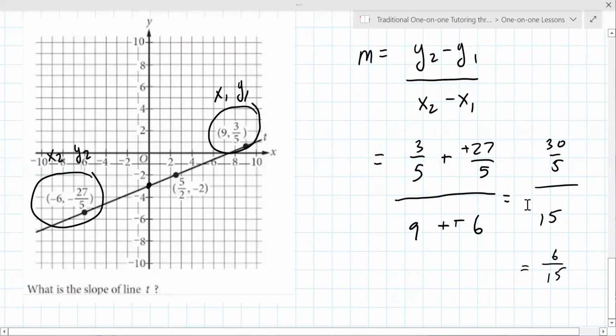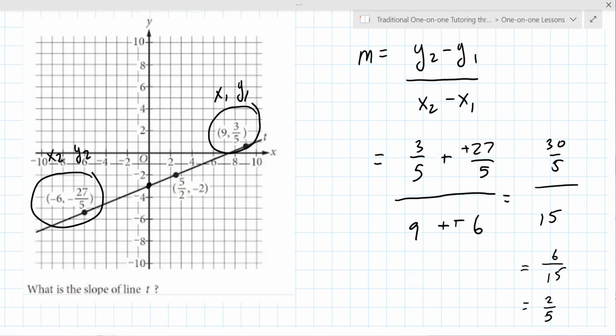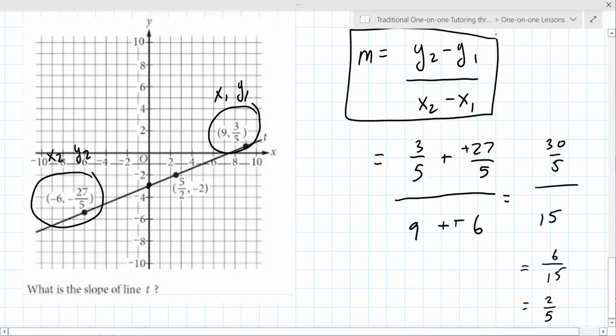So if you did all this, you're almost there. 30 over 5 is 6, 6 over 15. We can reduce that to 2/5. Is that okay? Is that clear? Yeah. All right. So you definitely have the slope formula down, because sometimes you cannot just count squares. All right, let's look at a couple more of these before we move on to some applications of these.